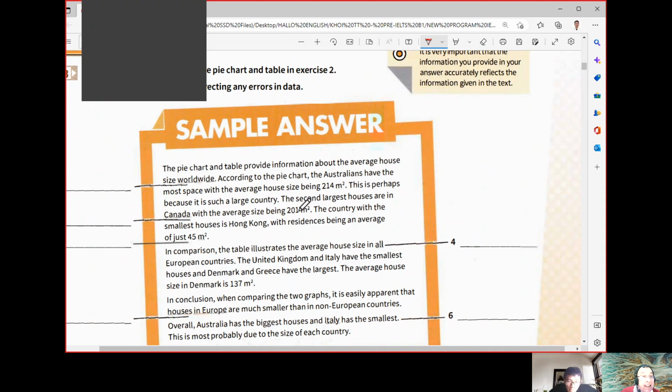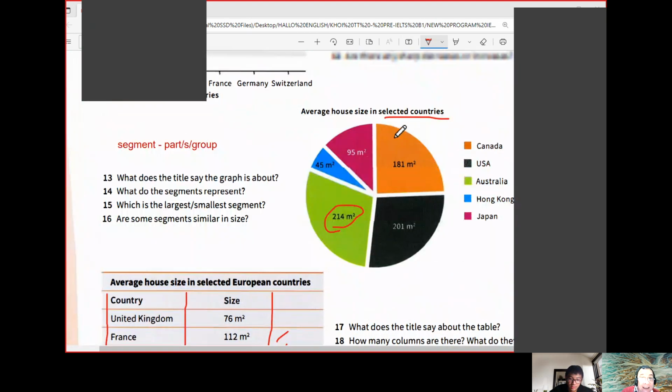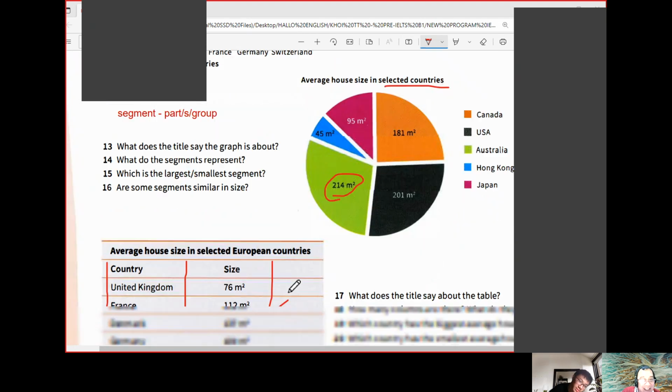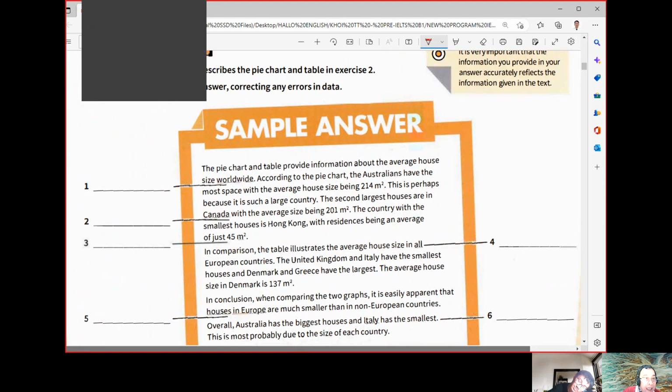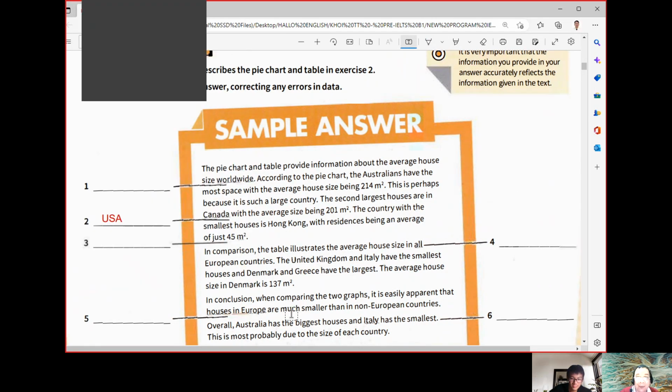The second largest houses are in, is it Canada? Hmm, no. It's the largest in the USA. So, of course, we need to correct this one. We need to write it here: USA.